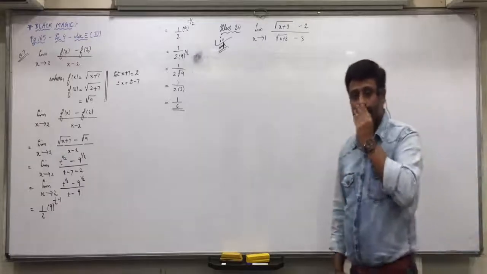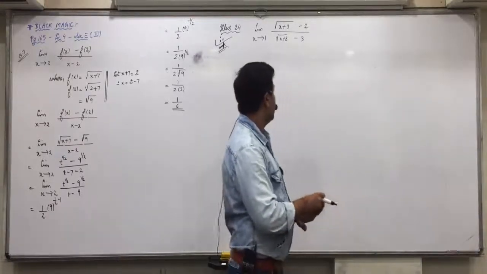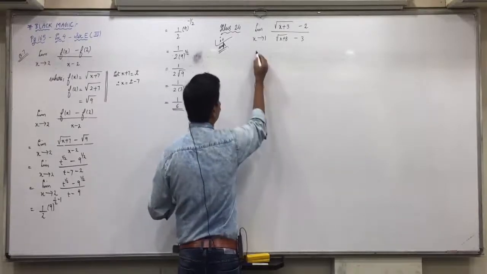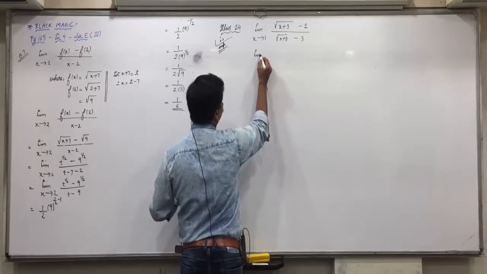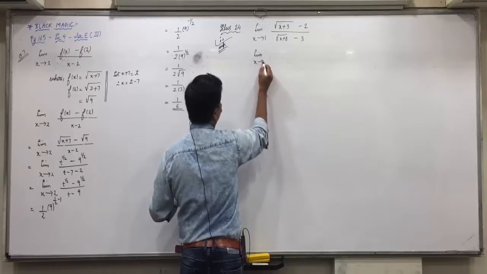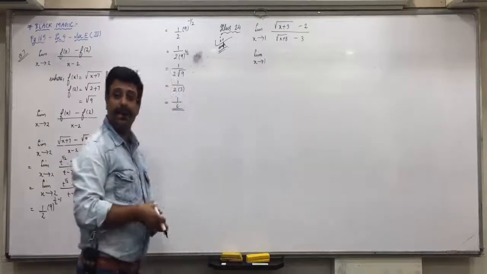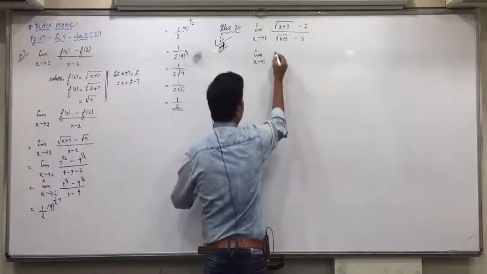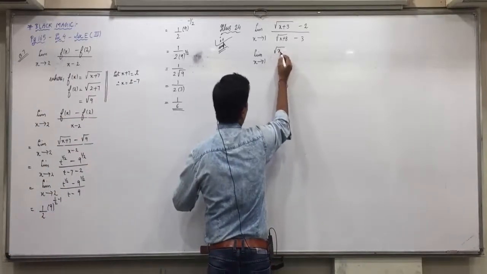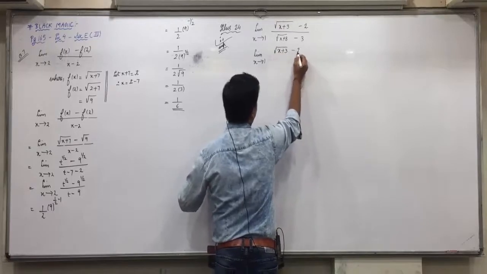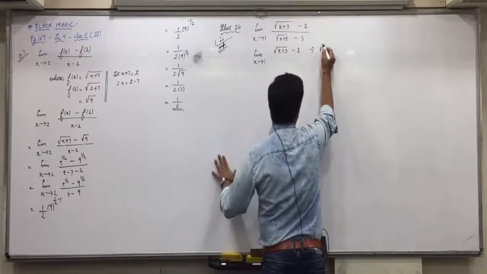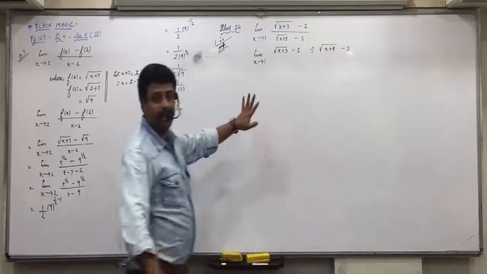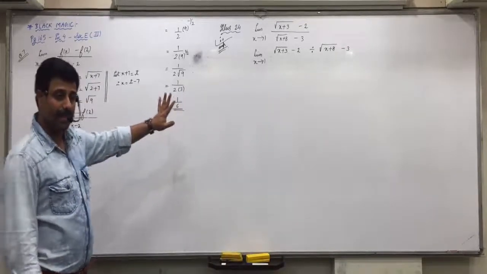Put your pens down. Let me try the black magic first. Limit x tends to 1. Put your pens down. If the answer doesn't come by black magic, then I'll explain the textbook method. Limit x tends to 1, root of x plus 3 minus 2 divided by root of x plus 8 minus 3. This we have done yesterday also. Is everyone clear with this?